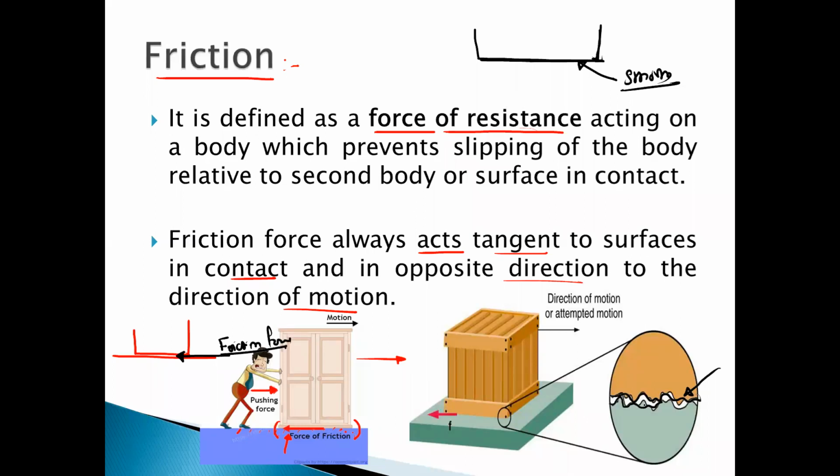Because of this interlocking, when we apply a force on the object, this surface will try to slide in this direction. At the same time, the other surface will offer the opposite force. This opposite force will act in this direction. Therefore, we take this in a tangent direction to the contact surface. So this is the reason why the friction force is developed between the contact surfaces.